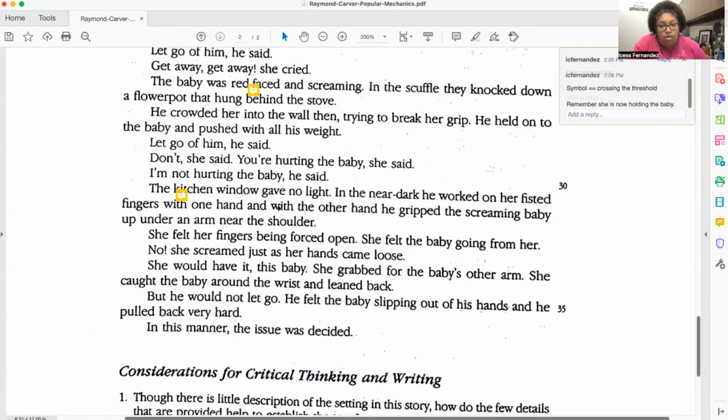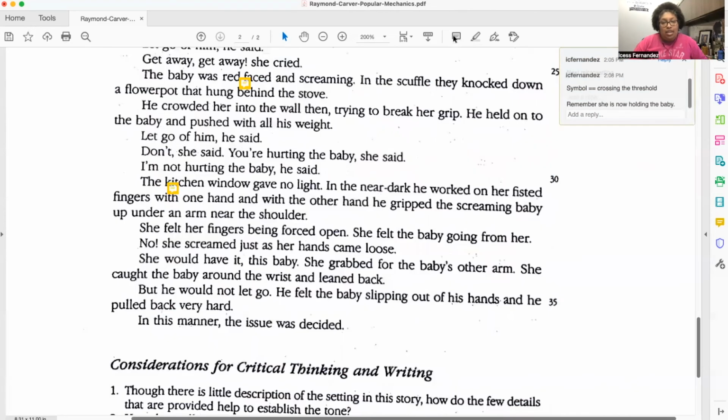In the near dark, he worked on her fisted fingers with one hand, and the other he gripped the screaming baby up under an arm under the shoulder, right? So we have a little bit more description of what's going on here. The darkness has now arrived. More setting here. See how setting is important? Raymond Carver right here is saying, pay attention. I'm about to make my move, right?